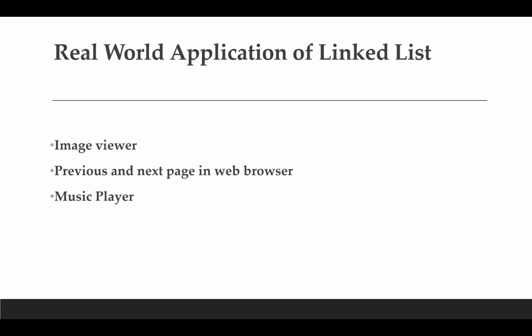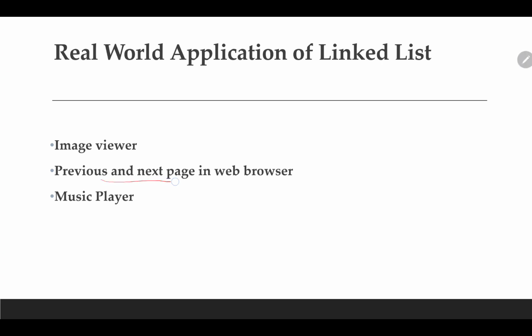The first one is the image viewer. If you want to see the previous and next images, these are linked, so we can access them by the next and previous buttons. The previous and next images are linked, hence can be accessed by the next and previous buttons.